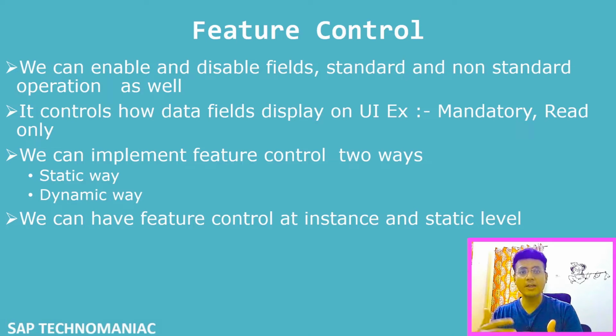This is about the fields. Not only the fields, we can apply feature control on the operations as well. We can disable any operation. Suppose in our case we have the accept and reject travel. If a particular travel instance is already accepted, then we can disable the accept button for that travel instance. And if it is rejected, then we can disable the reject button for that already rejected instance, because it is already rejected. Why should we enable the reject button? Now, if you want, you can accept it again. So that is how this feature control works.